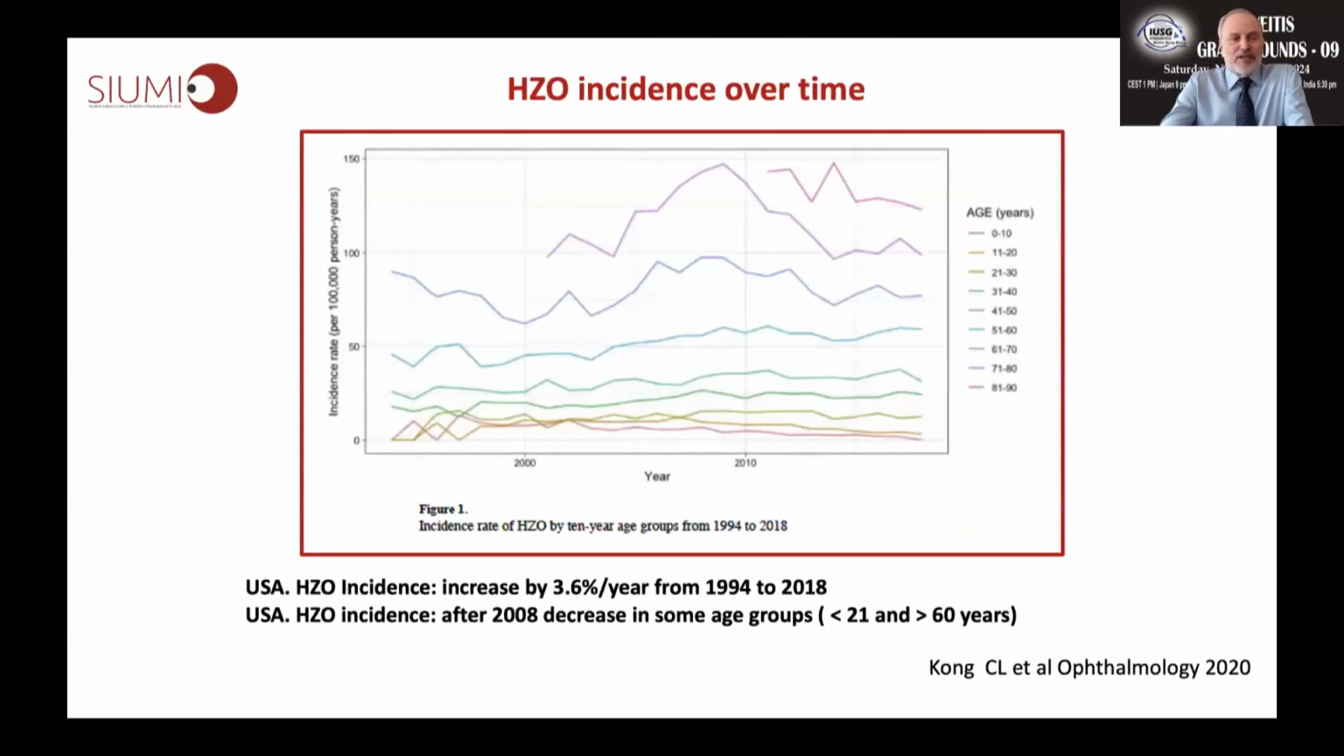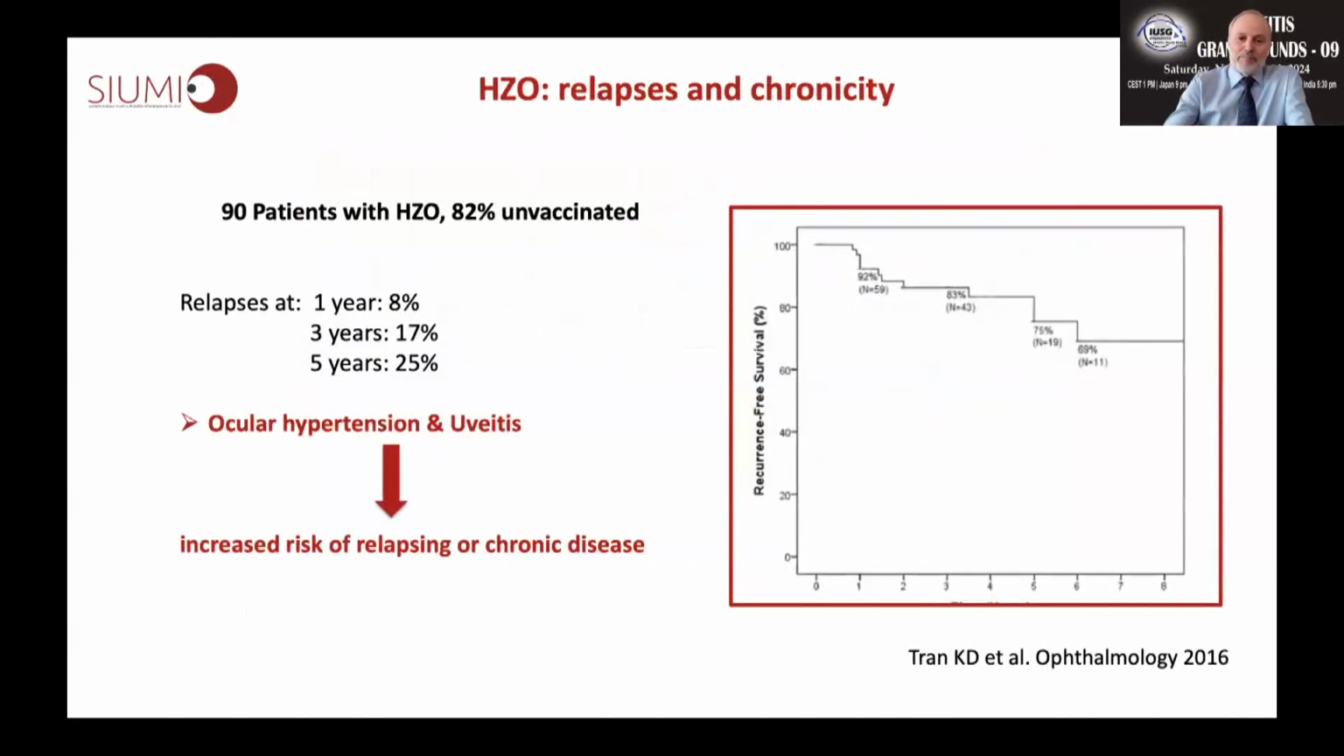What about the incidence over time? As you can see here, there is an increased incidence by 3.6% per year from 1994 to 2018. But if you look specifically at different age groups, that is people with an age lower than 21 or higher than 60, there is a decreasing incidence over time. And maybe this may be due to a vaccination program.